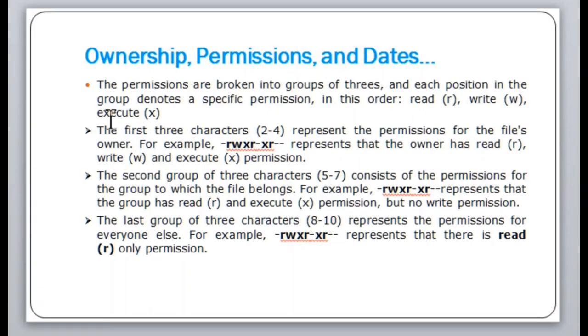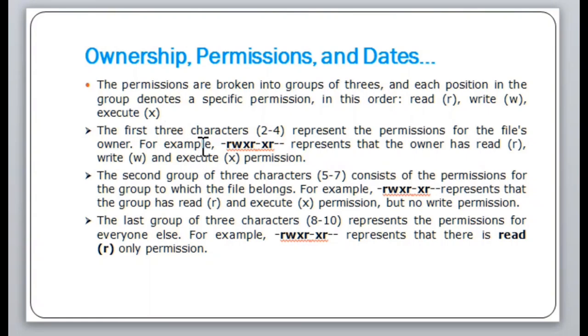So the permissions are broken up into groups of threes, and each position in the group denotes a specific permission in this order: read, or r, write, or w, or execute, x. The first three characters, 2 through 4, represent the permission for the file's owner.